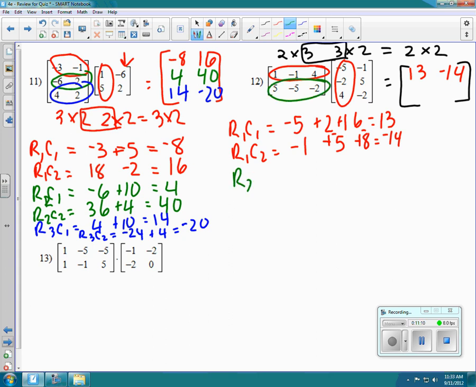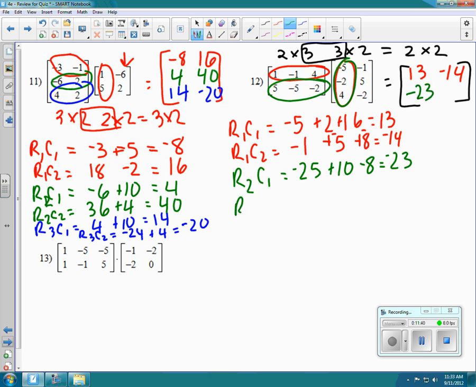So row 2, column 1. Still start with the first column. 5 times -5 is -25. -5 times -2 is +10. -2 times 4 is -8. If I add these up, -25 and 10 is -15. -15 minus 8 more is -23. So that's going to go in row 2, column 1.